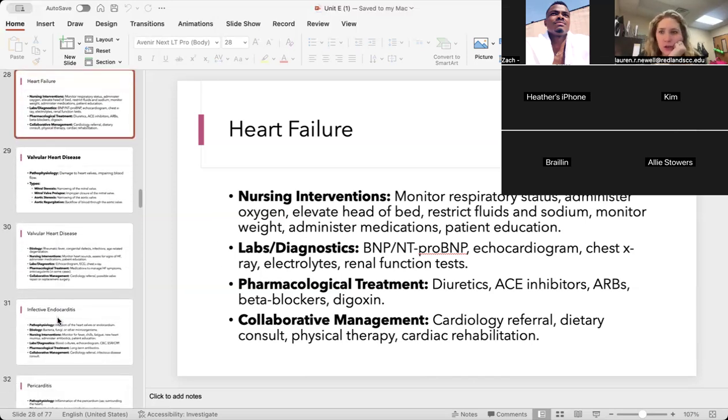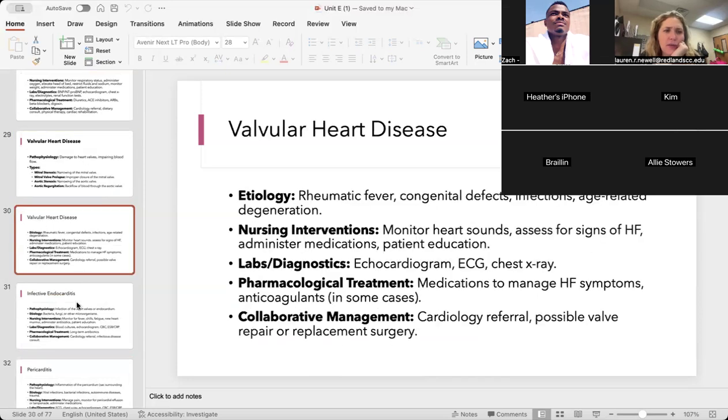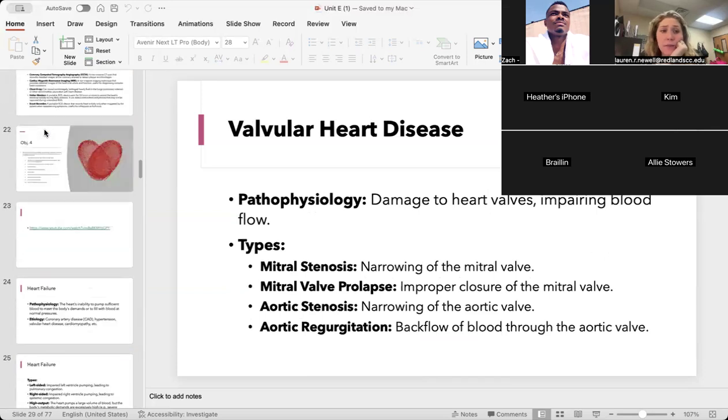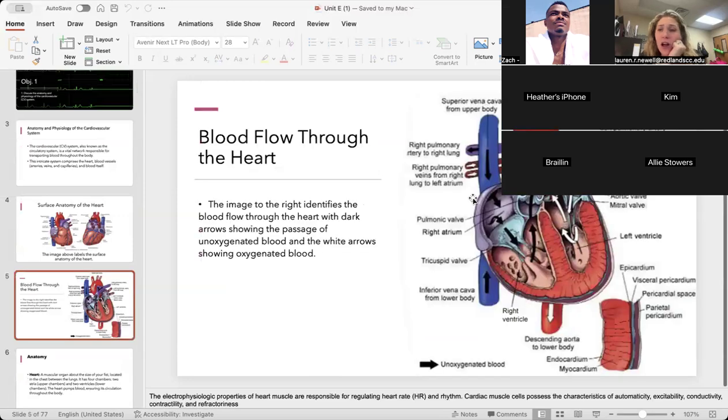Let's go on. I'm going to briefly touch on some of these. I do want you guys to review some of these on your own. I'm not going to go into depth on valvular heart disease. Basically, when we talked about the anatomy of the heart, valvular heart disease is a disease of one or more of the valves that shut between the atrium and the ventricle, or between the ventricle and the pulmonary artery or vein. So something has happened to cause a disease in that valve.